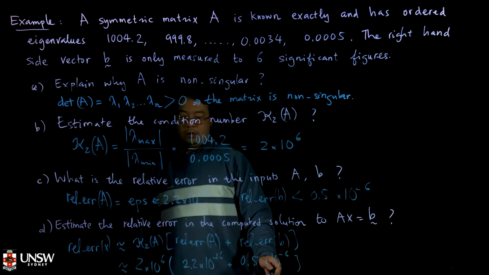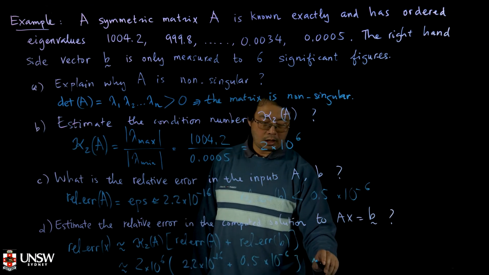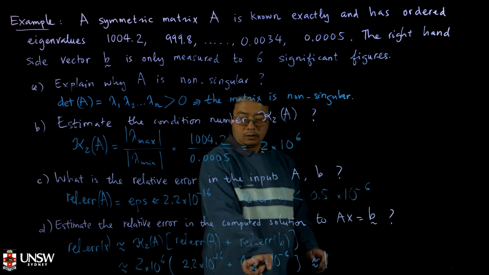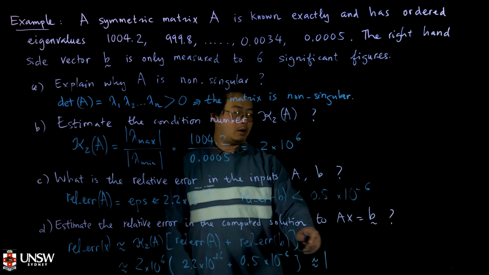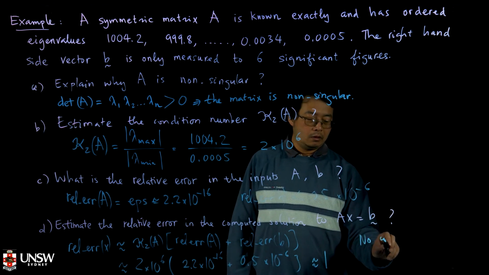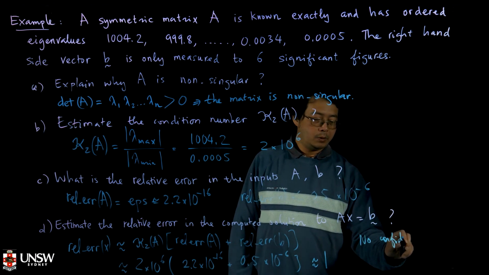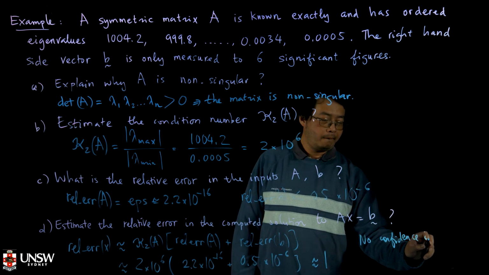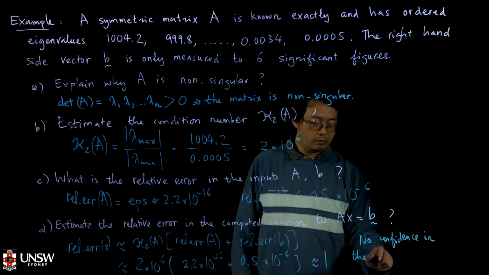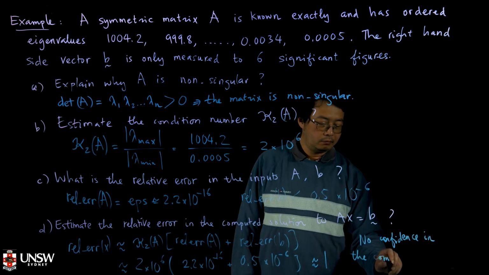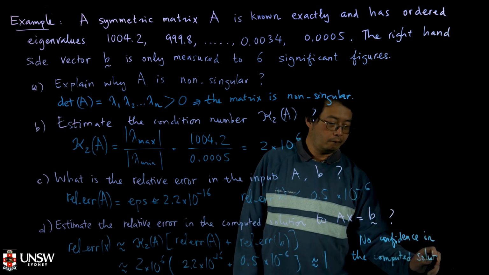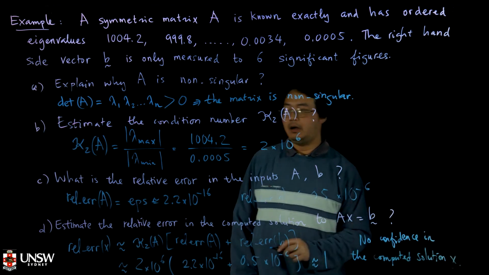And now when you do the calculation, this is around 1, because the first term is very small, and the condition number multiplied by the second term is around 1. So you have no confidence in the computed solution because the relative error is 100%. Okay, so that's it.